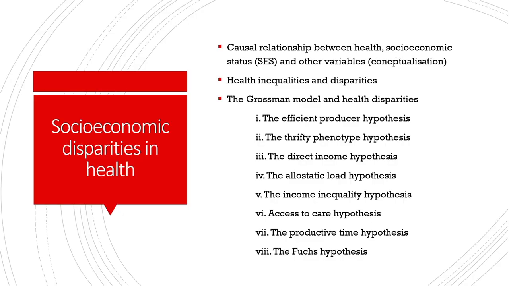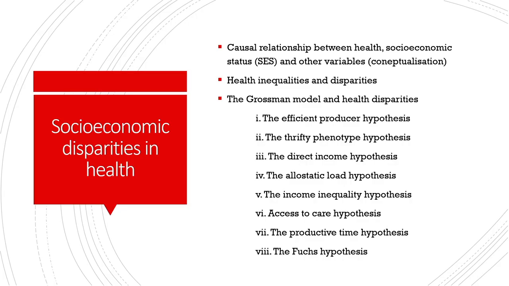Now, it is a contentious matter because there are no clear-cut conclusions with regard to what the causal links are, because there are observable variables and unobserved variables that explain the causal links. However, it is important for us as socioeconomists to understand some of the hypotheses that have been forwarded to explain this causal link. So, in this class, we will first discuss this relationship between health, socioeconomic status and other variables. How do we conceptualize the directions in which health and socioeconomic status impact each other, followed by a very brief discussion on health inequalities and disparities.